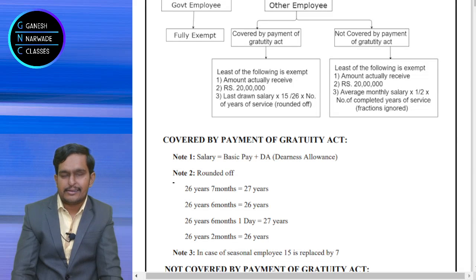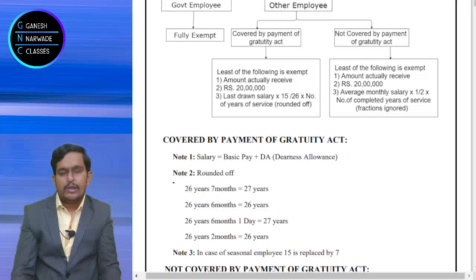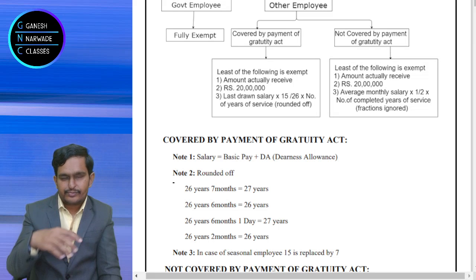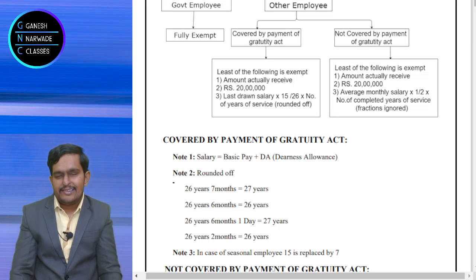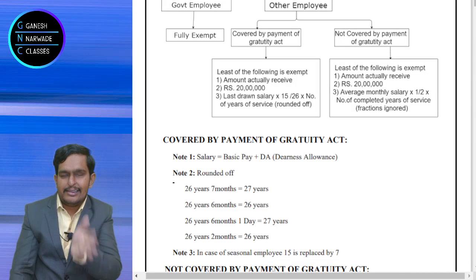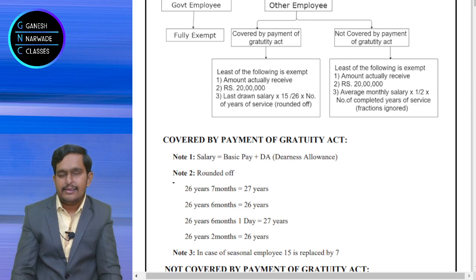20 years 7 months, 21 years. 20 years 11 months, 21 years. So if it is 6 months 1 day or more, next year you take. If it is up to 6 months, take the completed years and ignore the balance period. Okay, this way you should remember.